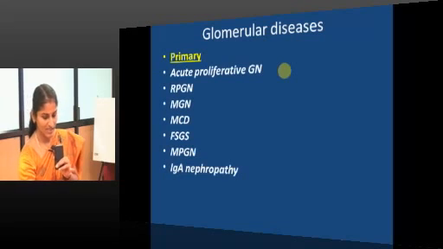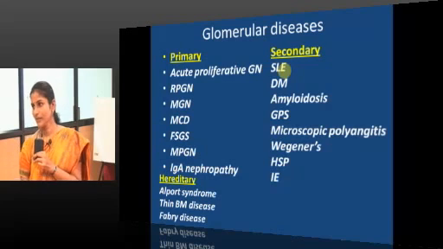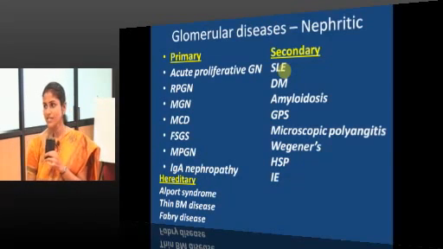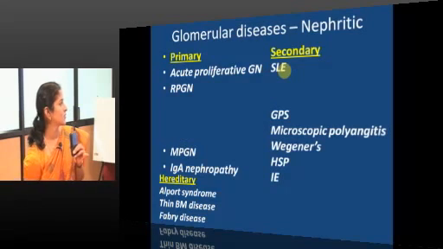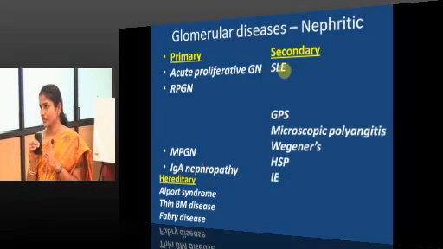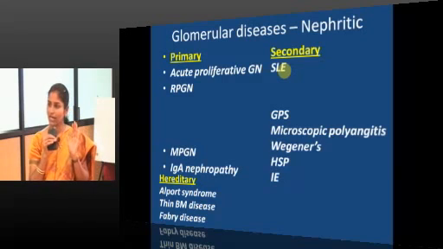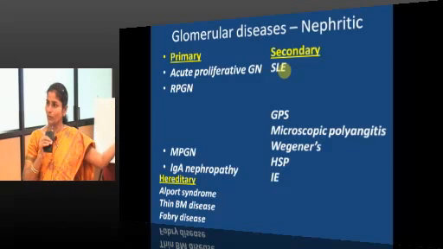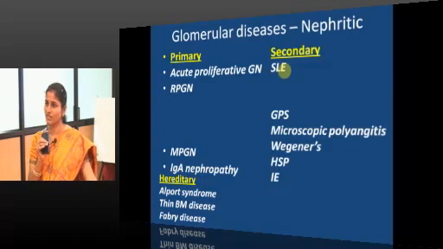So, glomerular diseases, primary, secondary, hereditary, we have this long list. We will just see what all diseases will have nephritic picture. So, acute proliferative glomerular nephritis, rapidly proliferative glomerular nephritis, MPGN, IgA nephropathy, SLE, and all these immune complex and ANCA positive vasculitis. That is what we have seen.